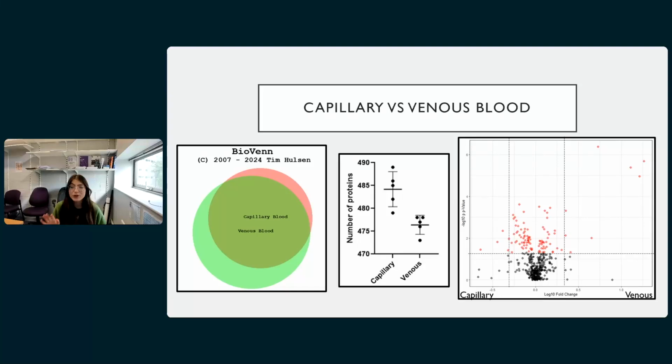So it can be concluded that really there's minimal difference between the two groups, and that the optimized workflow works for both venous and capillary blood samples. Now, you might notice in the volcano plot on the right that there were a few proteins which were significantly higher by fold change and p-value within the two groups.